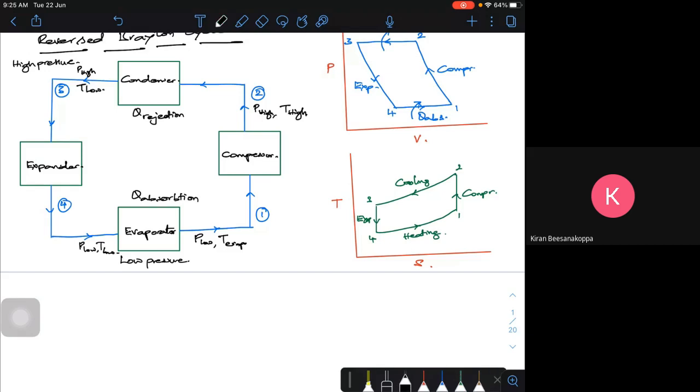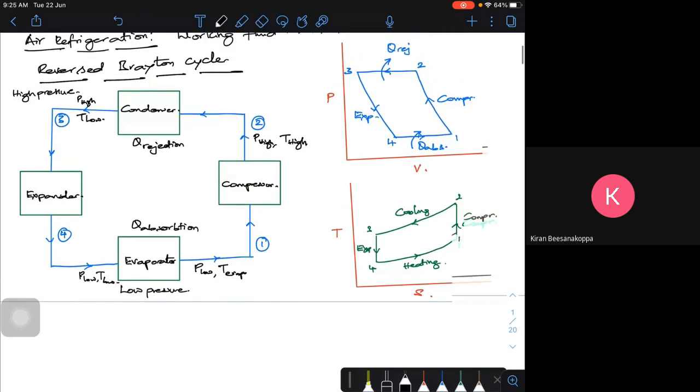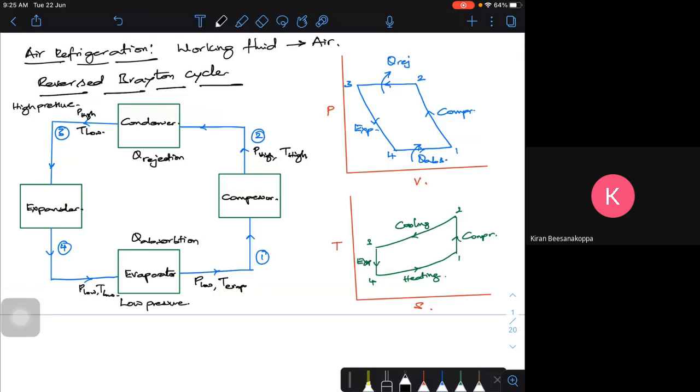I have explained using a block diagram, a PV diagram and a TS diagram. This is what you are supposed to do.